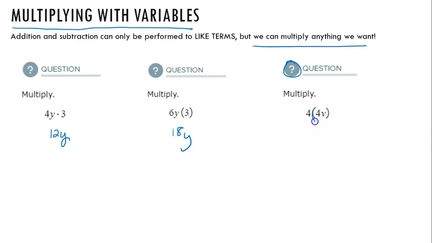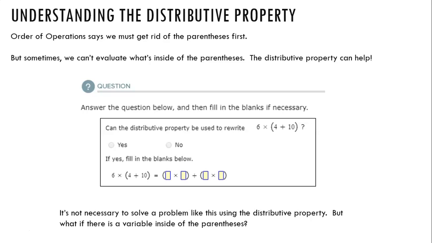You should have recognized that the parenthesis is telling you to multiply, so 4 times 4 becomes 16v. Now, we learned that so that we can move on to the distributive property. The order of operations says we need to get rid of parentheses first. By the way, you should have made a new topic here, understanding the distributive property, and then underlining that in a new section of your notebook. Sometimes we can't evaluate what's inside of the parentheses. The distributive property can help, so let's make sure that we understand the distributive property first.